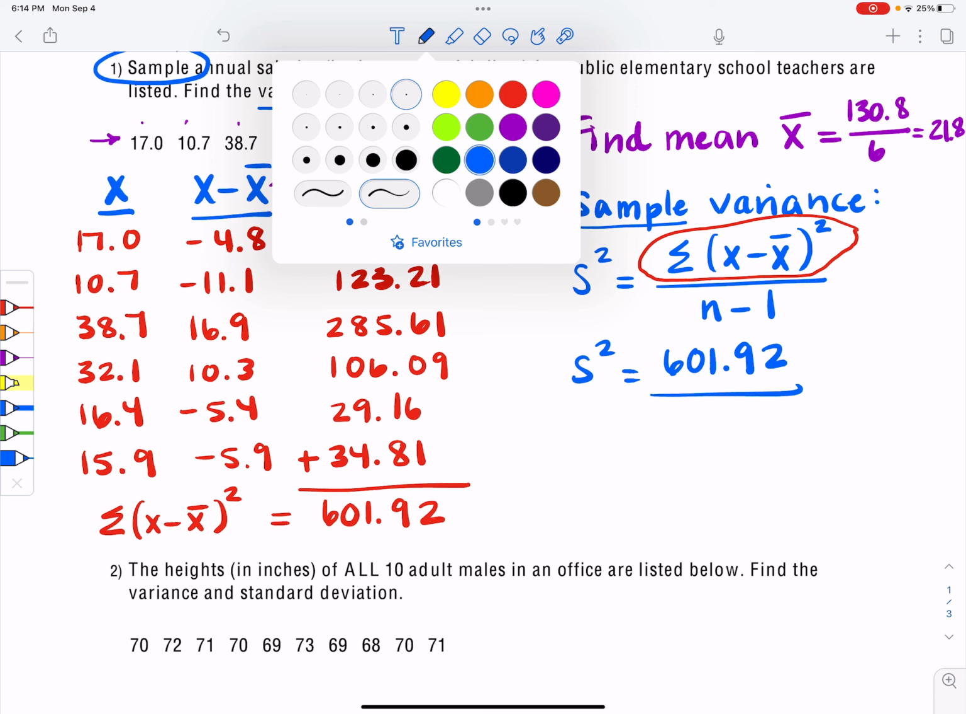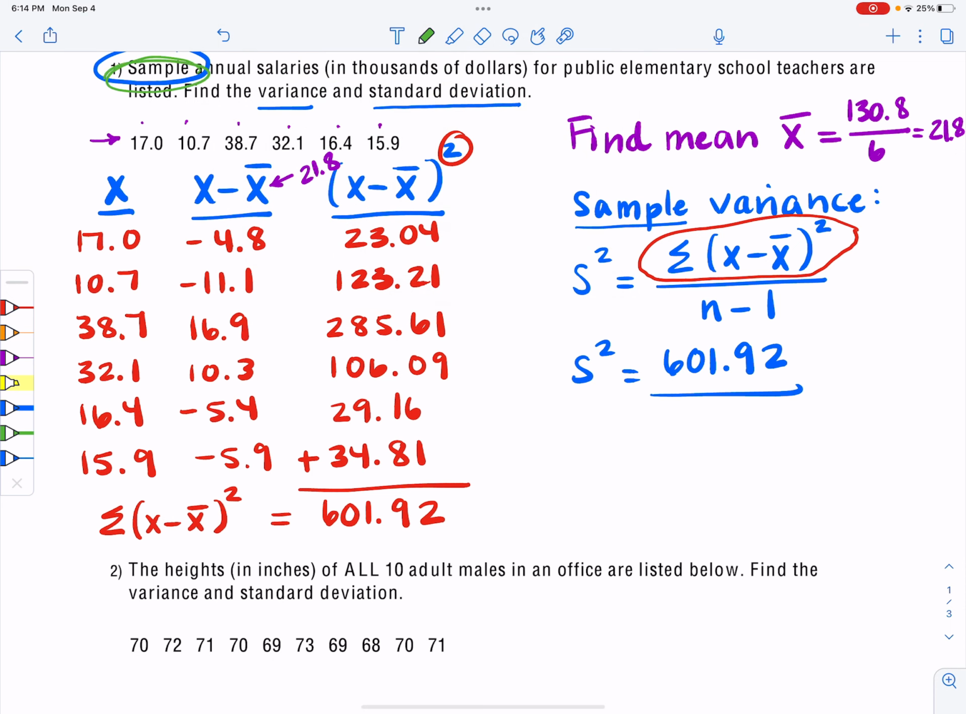For a sample data set, which is what we have here, I'm not going to divide by n, the number of values. That'd be 6 here. I'm going to divide by n minus 1. So because this is a sample, if it were a population, I would divide by 6, just like we did in our notes. But because this is a sample, I'm going to take that sum of squares. I'm going to divide by n minus 1.